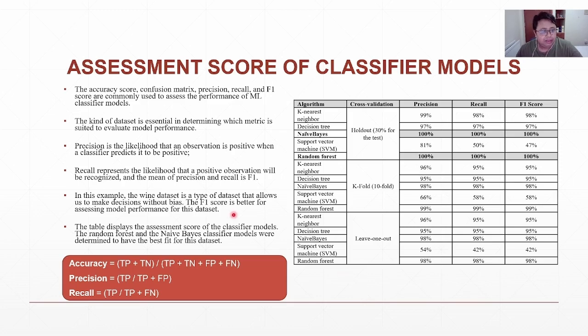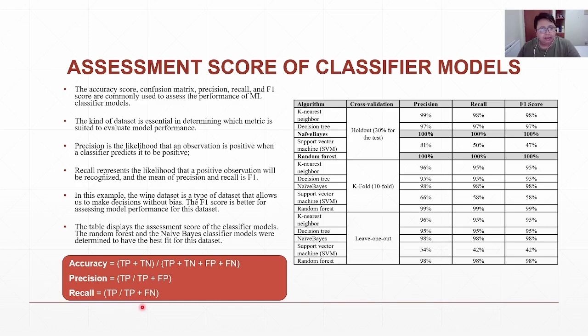So the accuracy means all true positive and true negative over all true positive, true negative, false positive, and false negative. And the precision is all true positive over the true positive and false positive. And recall is the true positive over the true positive and false negative. So the kind of dataset is essential to determine which metric is needed to evaluate a model performance.